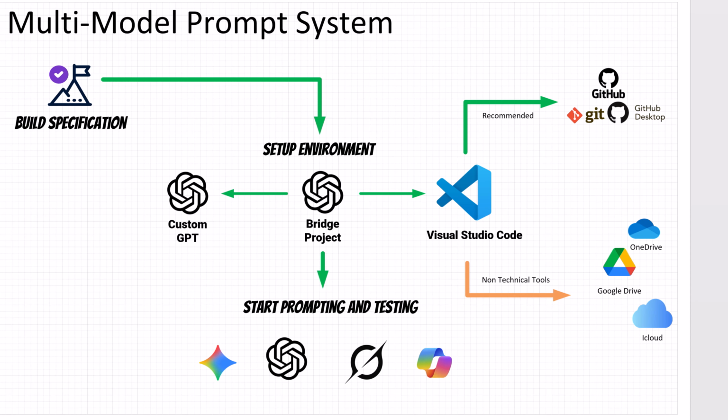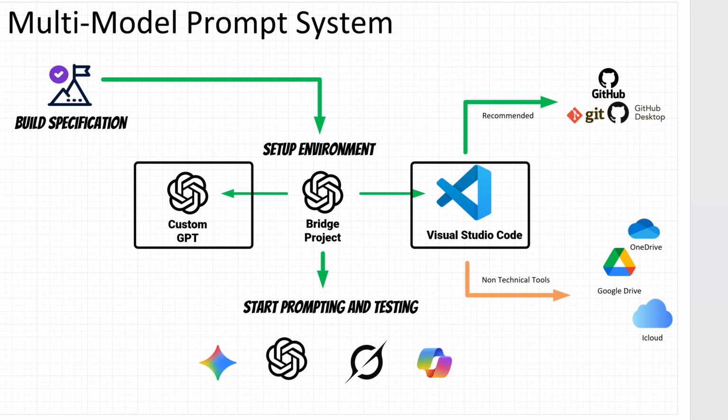Now that you understand the different levels of prompts, the next step is creating the Universal Sales Leads multi-model prompt. We're going to build a specification which is going to lead to creating the bridge project. The bridge project is going to help us create the custom GPT and is also going to act as a liaison between Visual Studio and your custom GPT.